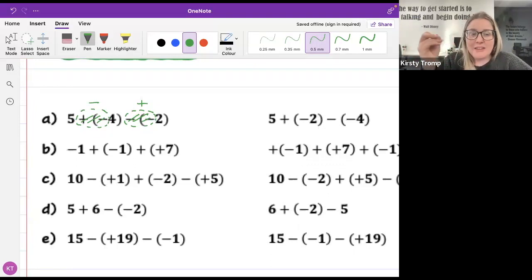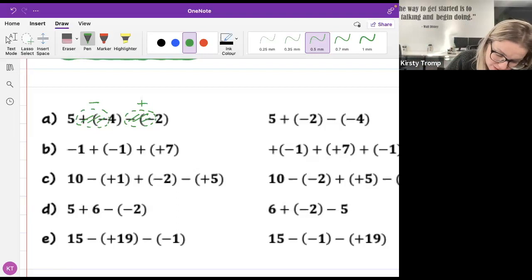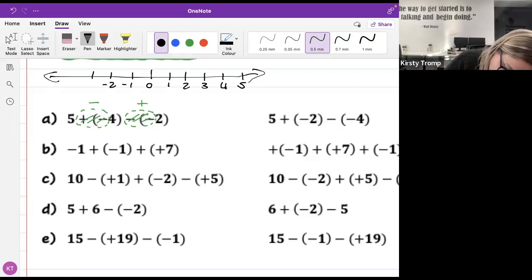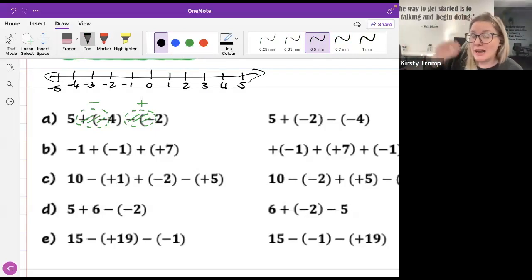Now, remember that I can always use a number line. There is nothing wrong with using a number line. I'm going to draw myself a number line at the top here, just to help myself out each time I do a question. I'm going to have 0, 1, 2, 3, 4, 5, -1, -2, -3, -4, -5. So step 1, I did all my circles. Step 2, I've drawn my number line.